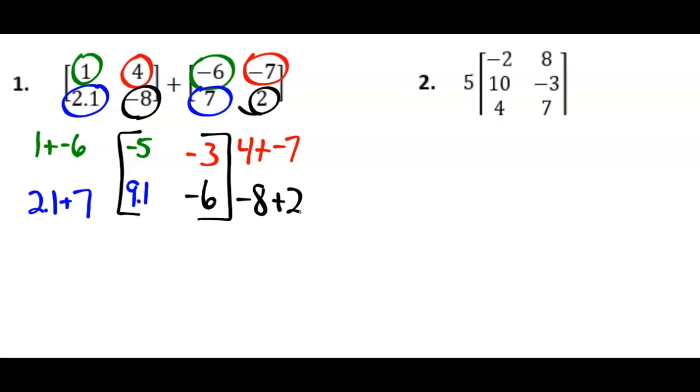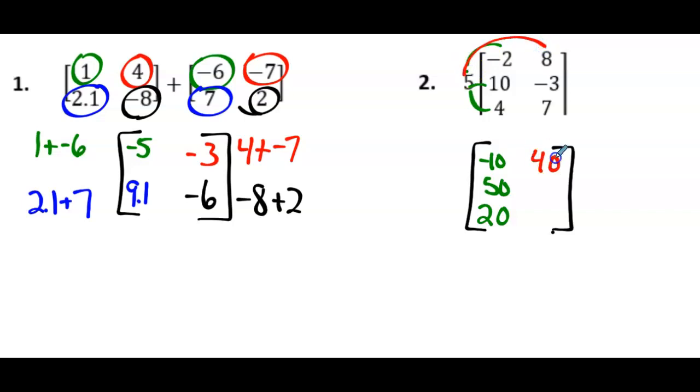All right, if I was going to scale this up, my matrix is going to be 3 rows by 2 columns, and I'm just going to distribute things in. So 5 times -2 is -10, 50, and 20. 5 times 8 is 40. Notice they're showing up in the same spot that they started. 5 times 7 is 35. Awesome. So please don't make either of these hard.